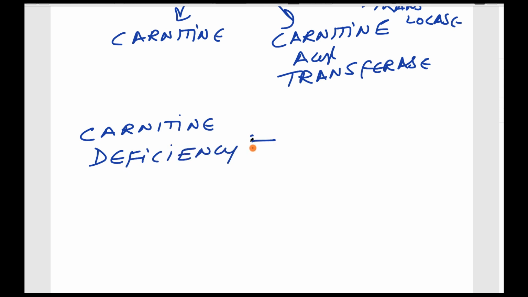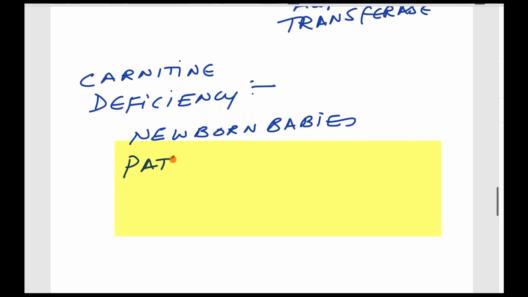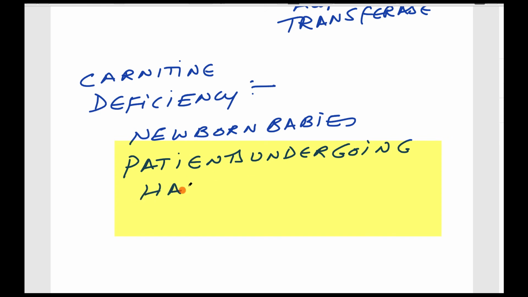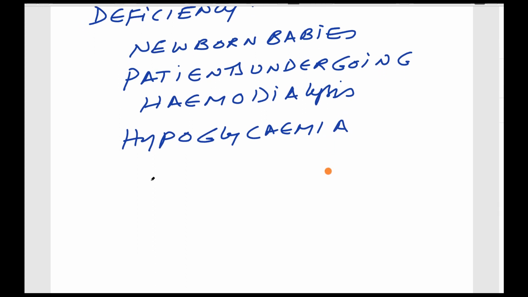Okay, carnitine deficiency. Generally newborn babies are susceptible to carnitine deficiency, and also patients undergoing hemodialysis. There is a loss due to that, so the deficiency is there. Here hypoglycemia is seen. Muscle cramps.